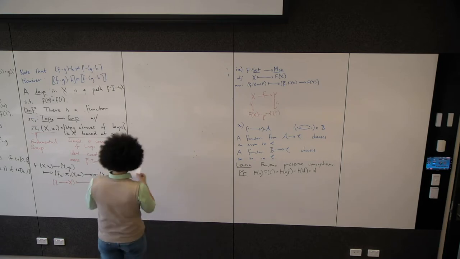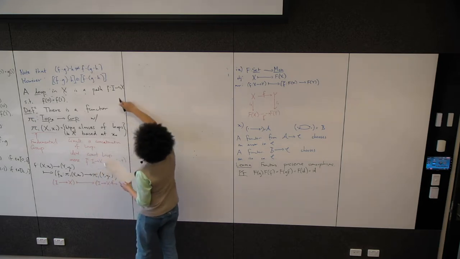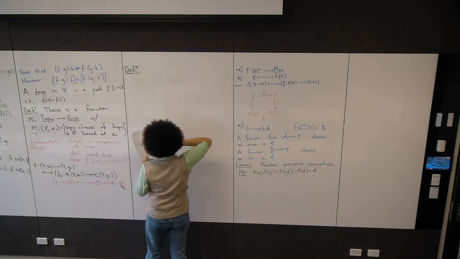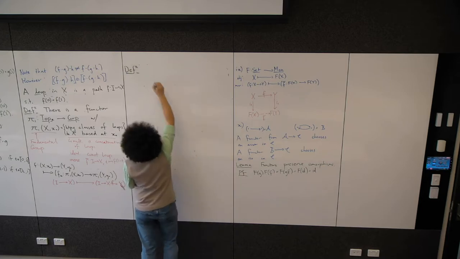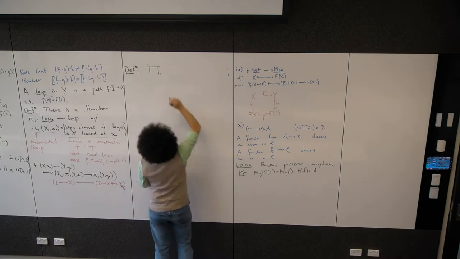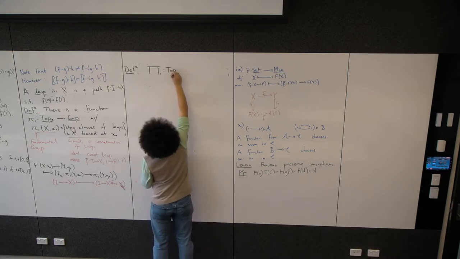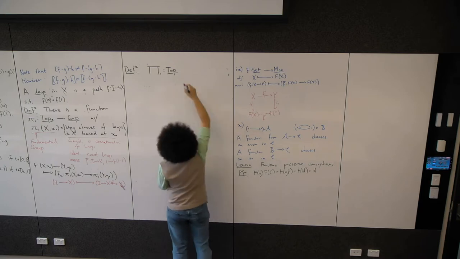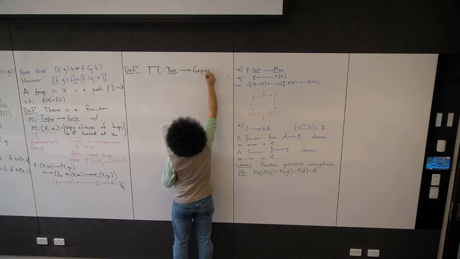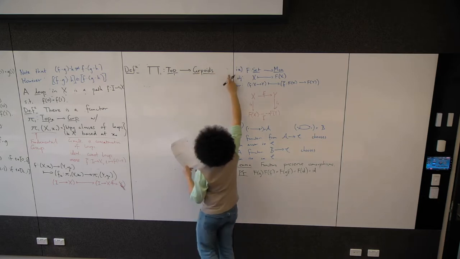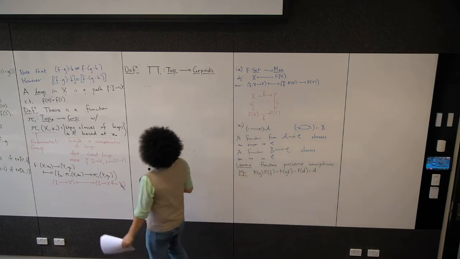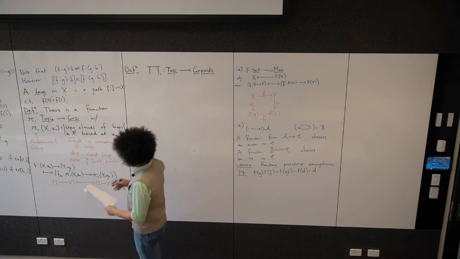All right. Now, a related functor to this one is the following. I'm going to call it big pi 1, which goes from the category of topological spaces, unpointed now, and it goes to the category of groupoids. So I don't know if I've actually said this at any point.